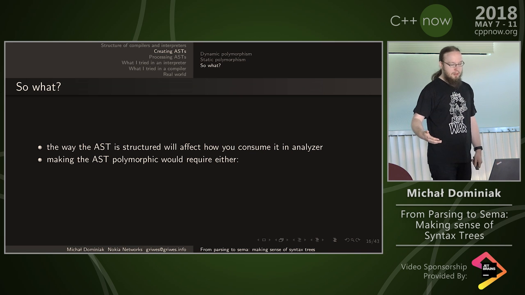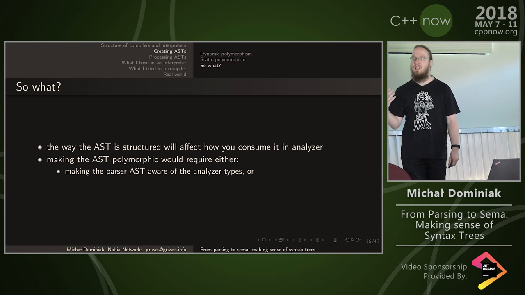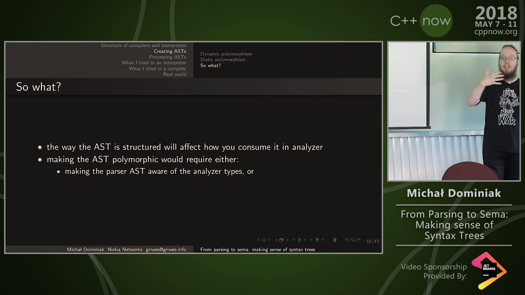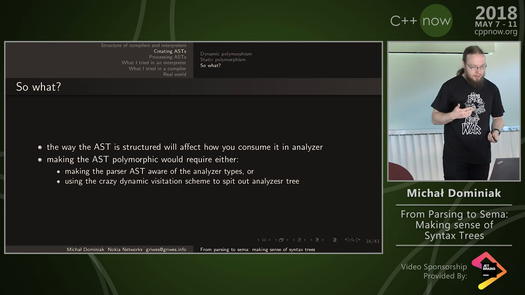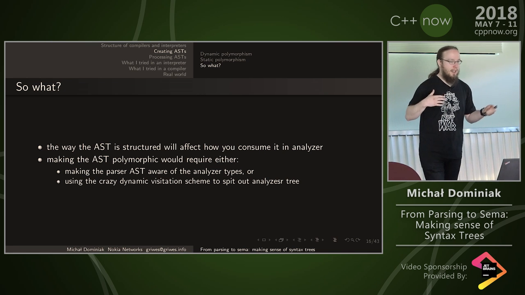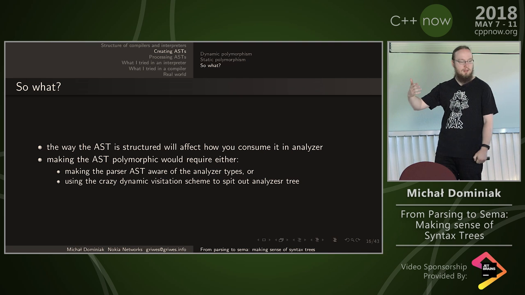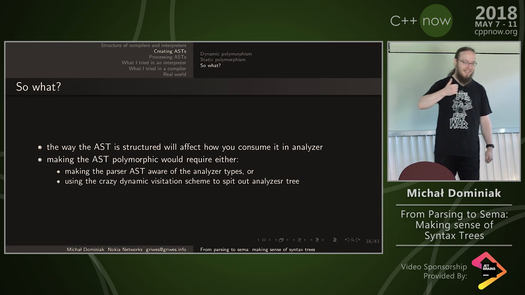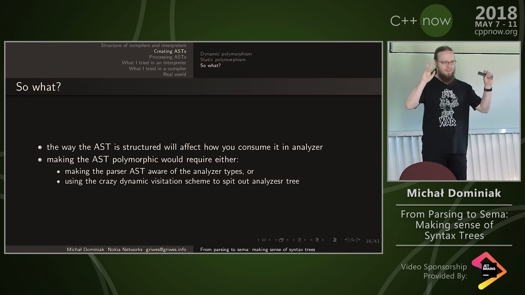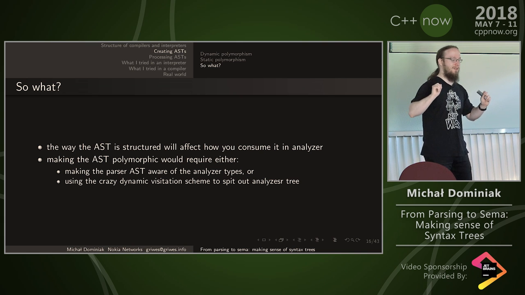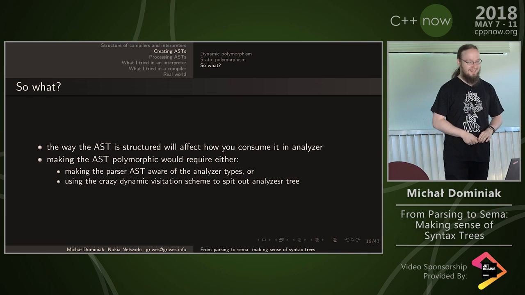And making the AST polymorphic requires us to either make the parser aware of the analyzer's type. So in this case, it's getting coupled in both ways. Or we need to use some crazy dynamic scheme of visitation of the AST to actually allow the analyzer to go through things. Clang is doing something else. We'll talk about Clang, but Clang doesn't technically walk the AST from the parser, because technically there is no AST from the parser. But we'll get to that.